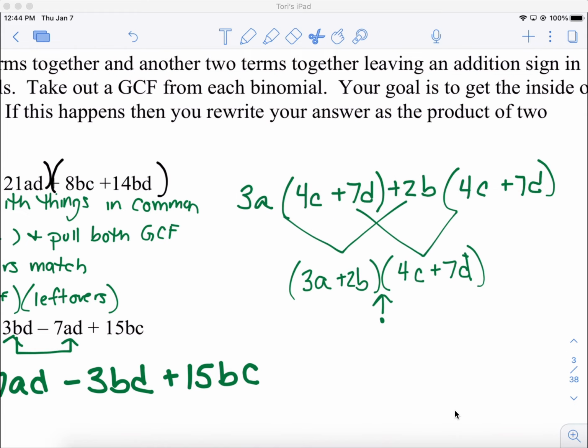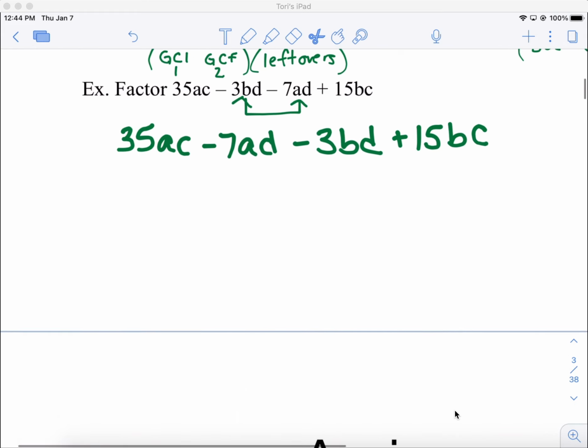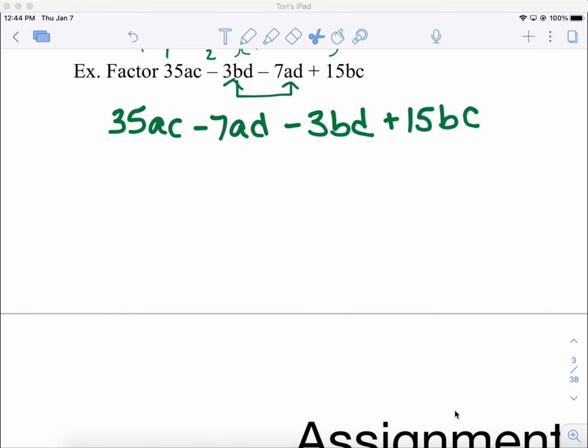All right, let's go through the second one. In the second problem, I noticed that these first 2 guys had nothing in common. 3 and 35, nothing. -7 and 15, nothing. But if I was to rearrange those middle 2 terms, now these first 2 guys both have something in common. I can put them in parentheses. I can take out a 7 and an A. And that would leave me with 5C minus 1D.